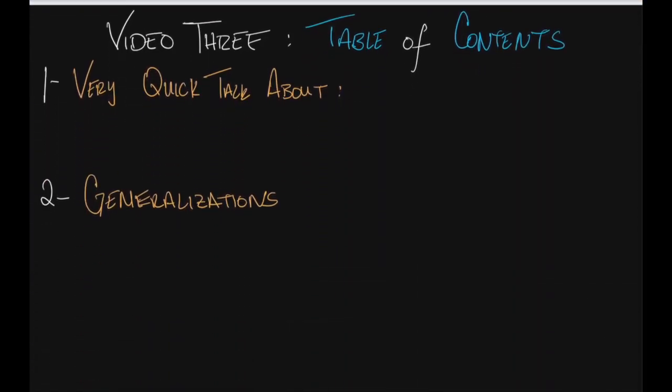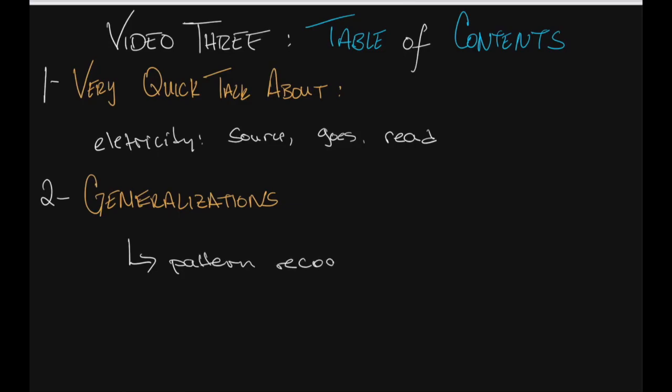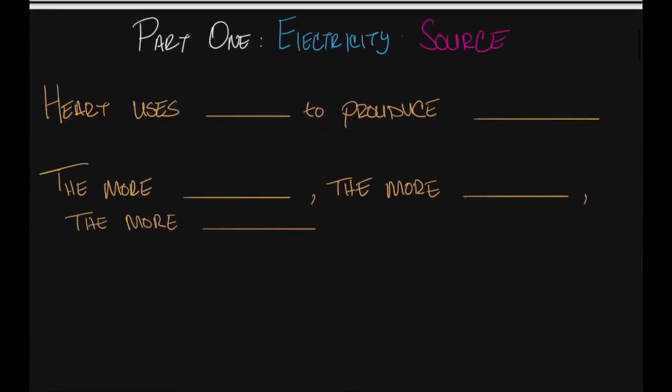In this video, we're going to talk a little bit about electricity: where it comes from, where it goes, and how we can read that on the 12 lead. And then we're going to make some generalizations that are going to help us later on in pattern recognition. That's especially going to help us when in our next video we look at specific patterns that are characteristic for specific diseases. So let's get started.